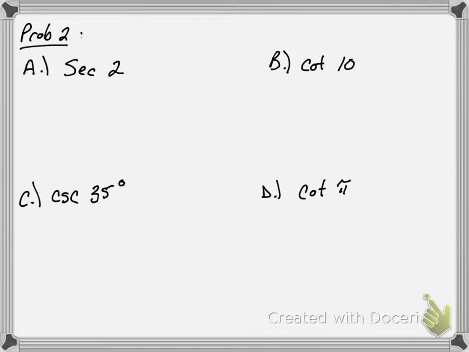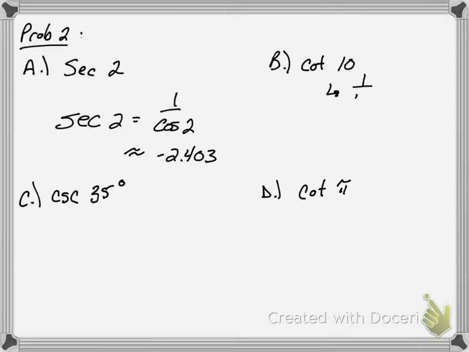But if you have a TI-84 calculator at your disposal, if you do secant of 2, remember that's just 1 over the cosine of 2. And that can give you, in your calculator, about negative 2.403. Cotangent of 10 is going to be the same thing as 1 over the tangent of 10. So punch that in your calculator, you end up with 1.542.